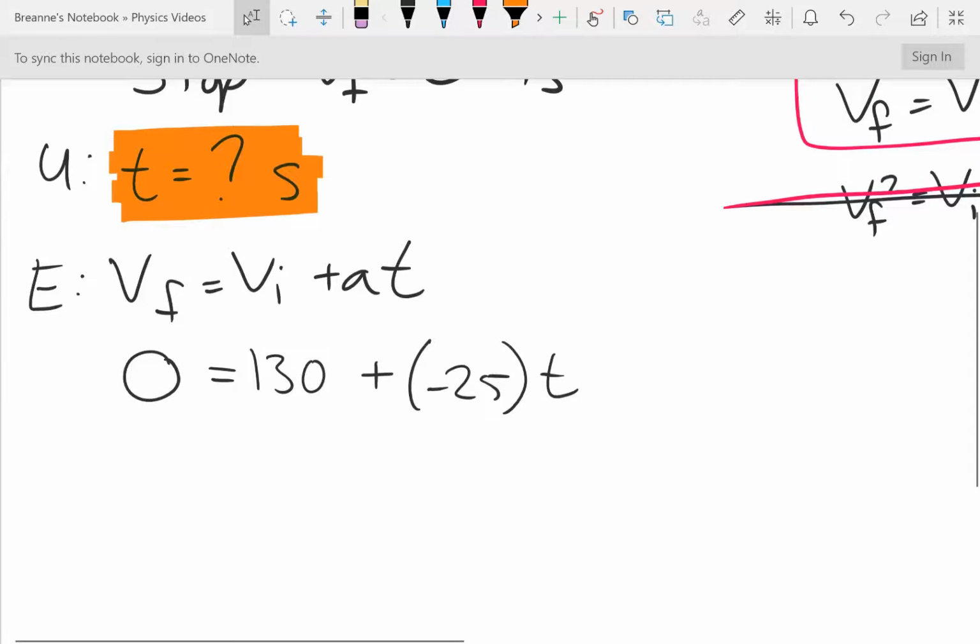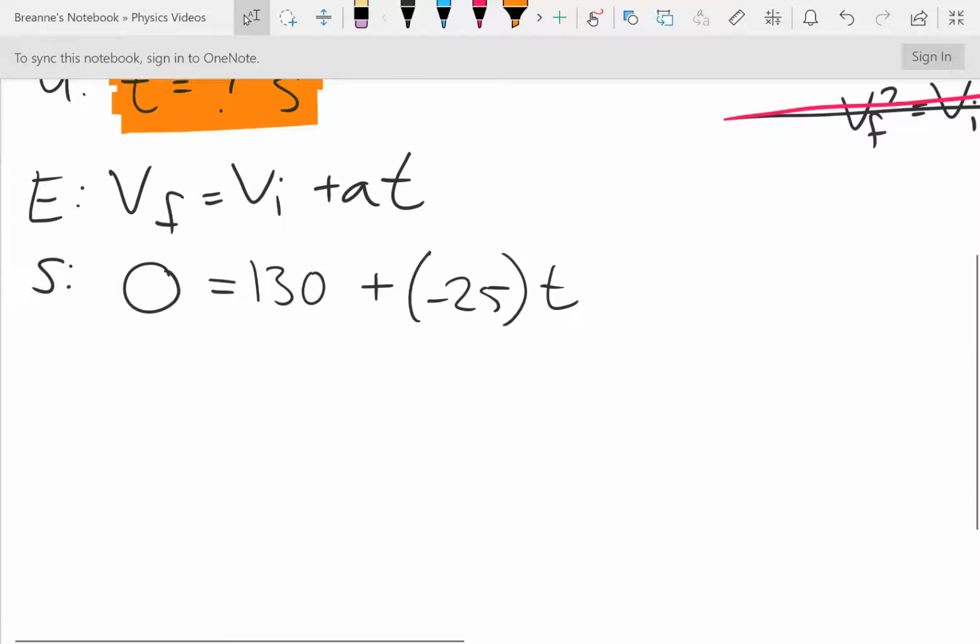At this point in time, we are done with physics. It's officially now an algebra problem. So think algebra. Can we add or subtract these two numbers together? Hopefully you said no because of this t. T is being multiplied by 25. So we can't add or subtract because of that t.